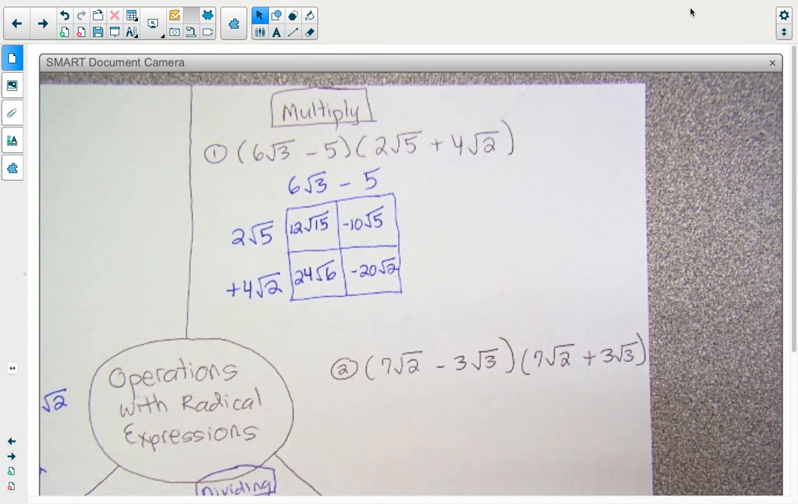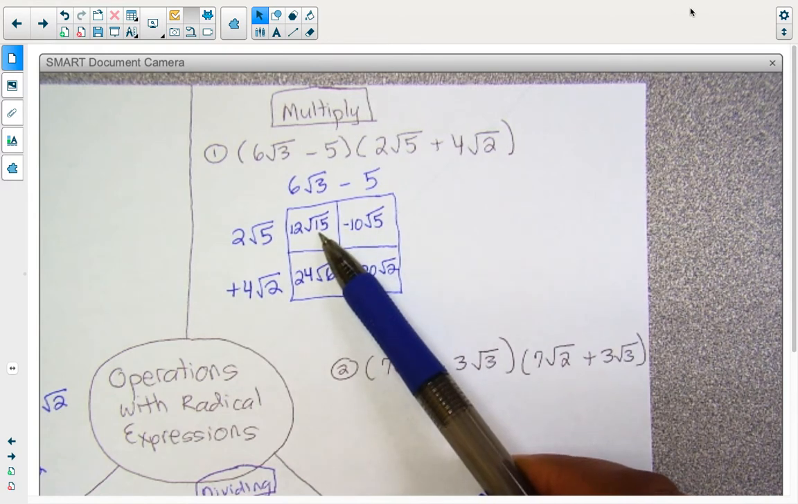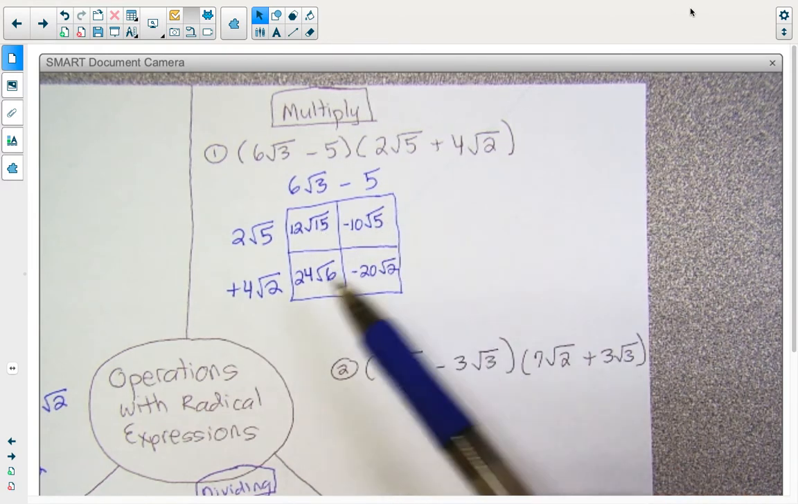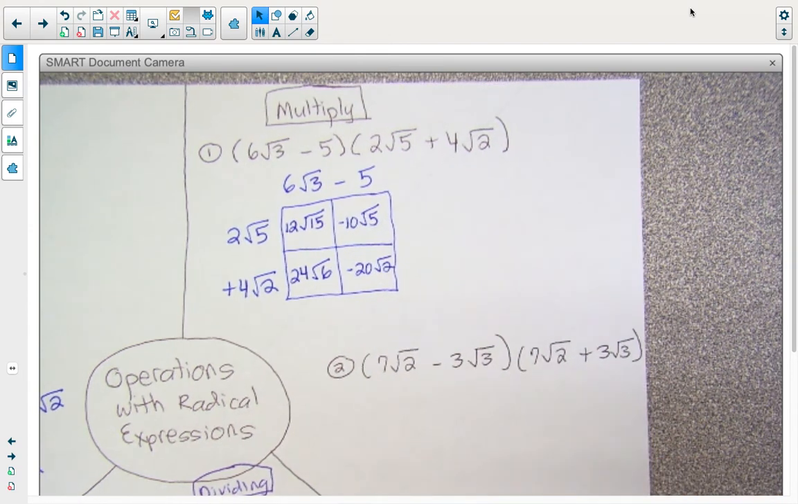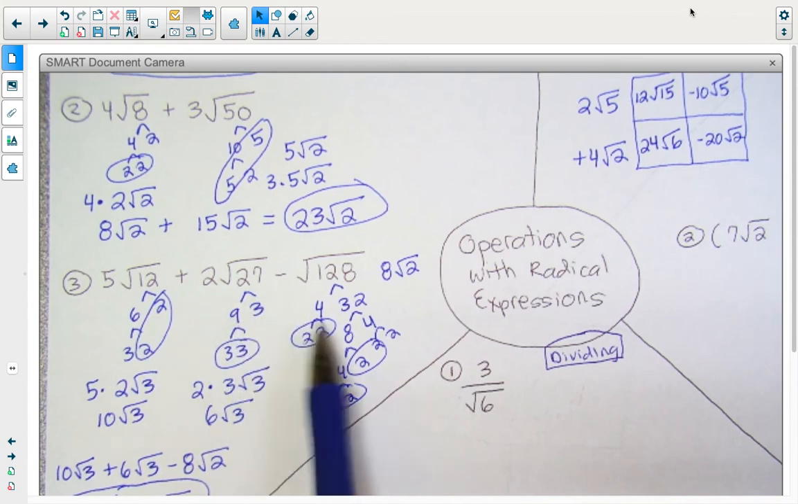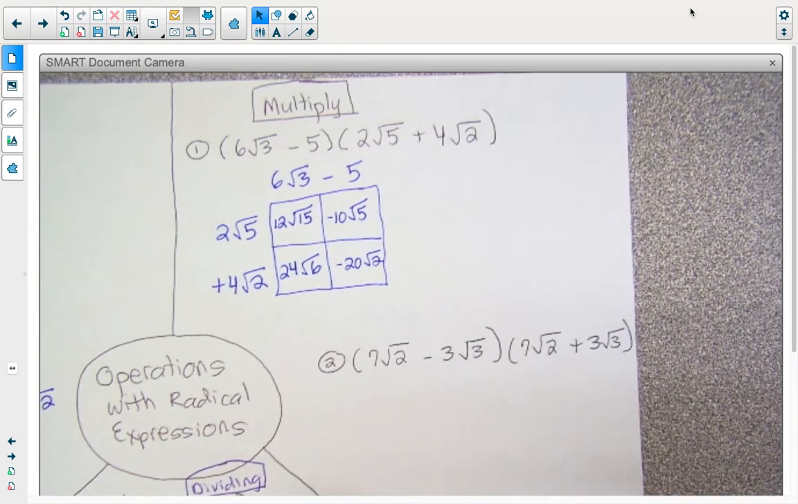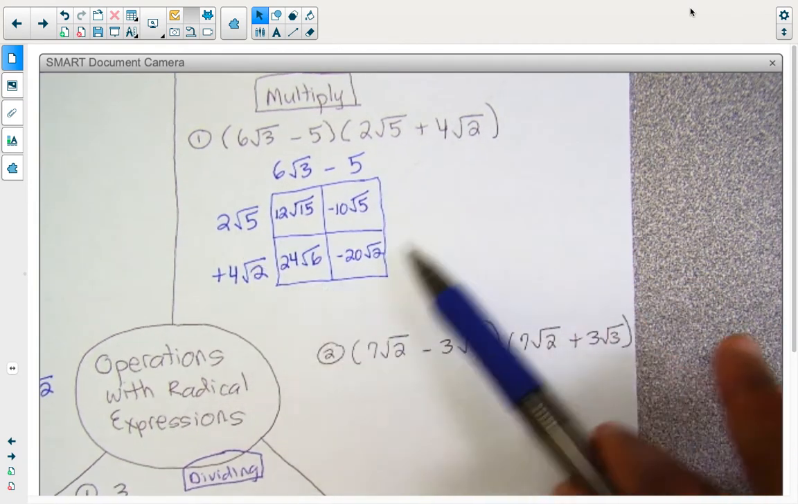Now, if we could factor these, we would, but none of these could be broken down. 15 is 3 and 5, but I don't have any pairs. That's 1 and 5, 1 and 2, 2 and 3. I don't have any pairs. But if I could break it down some more like I did over here, and if I had pairs of the numbers, I would break it down. But I can't, so I'm going to leave it just like this.